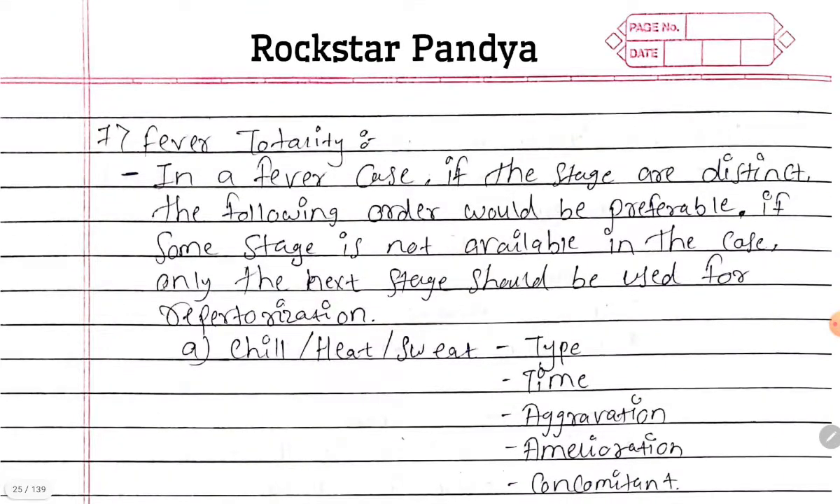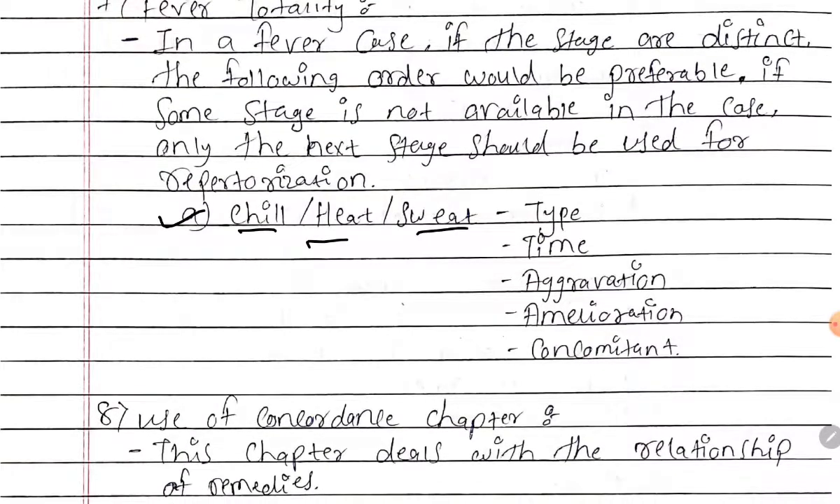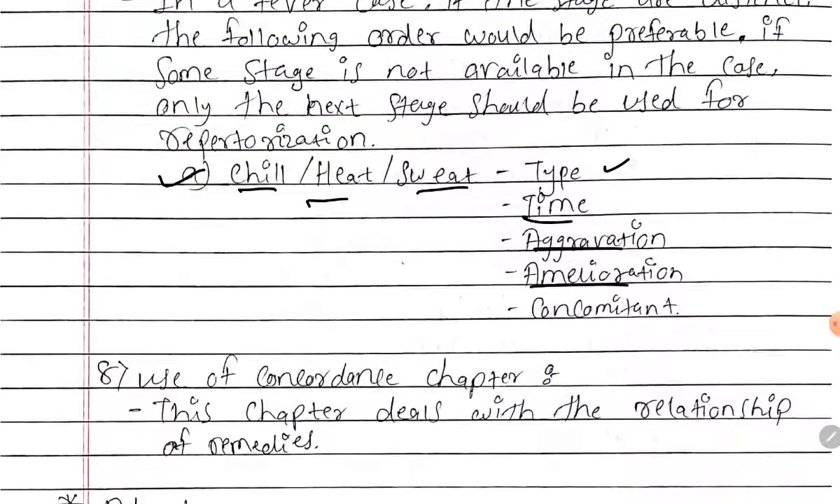In a fever case, if the stages are distinct, the following order would be preferable. If some stage is not available in the case, only the next stage should be used for repertorization. Example: heat, chill, heat and sweat. In that also we look into the time, the type of character, then the time, aggravating factor, ameliorating factor and concomitants.